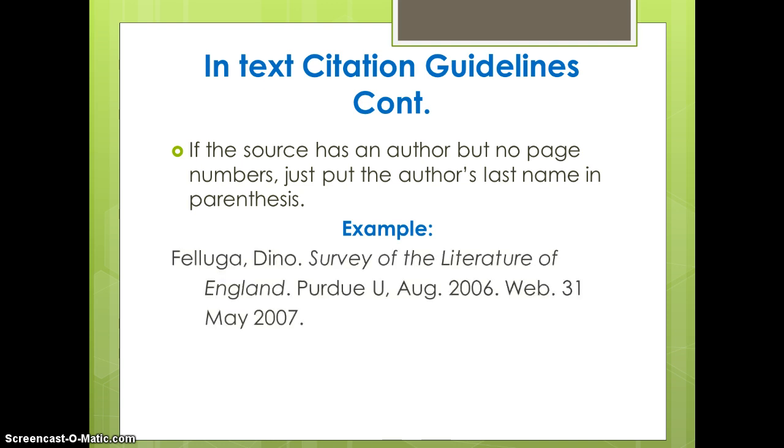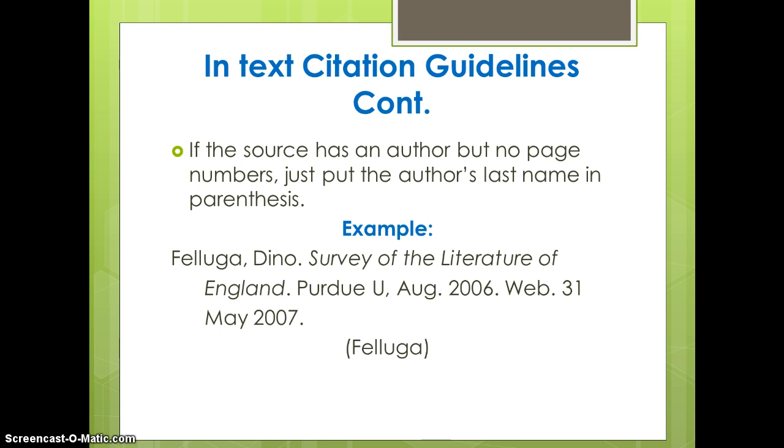And let's look at our example here. This is a web resource and there is no page. You look over the information, there is nothing there that would tell me that in fact there would be a page. So I would just put the author's last name in parentheses. Now I would like you to note that a lot of web resources do not have page numbers, okay? You may or may not have them.